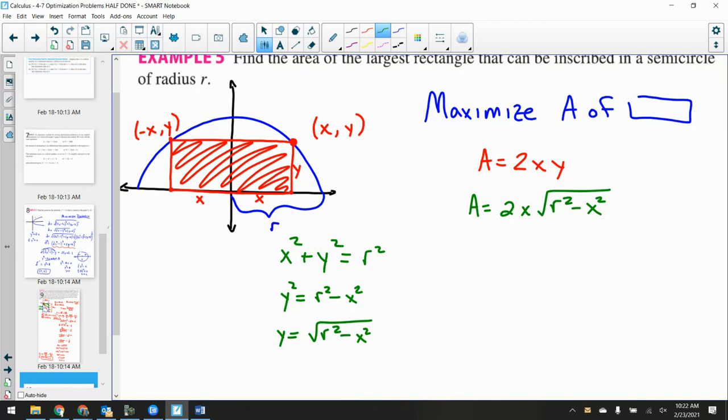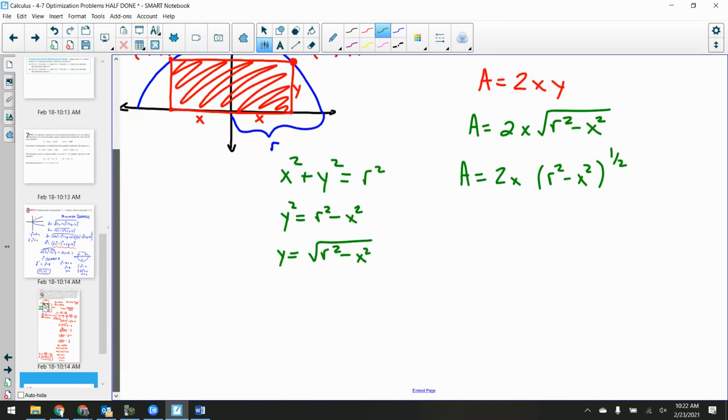All right, so let's differentiate. I'm going to rewrite it because it's going to be a little bit easier to differentiate. I'm going to say r squared minus x squared to the 1/2 power. Okay, because square root is 1/2 power. All right, so let's take a prime.